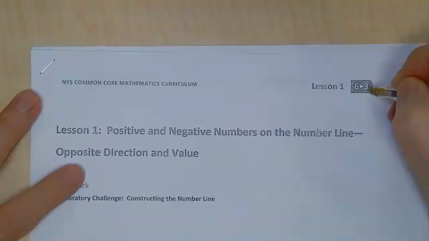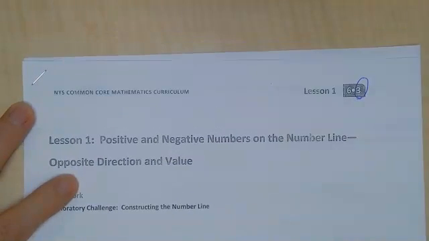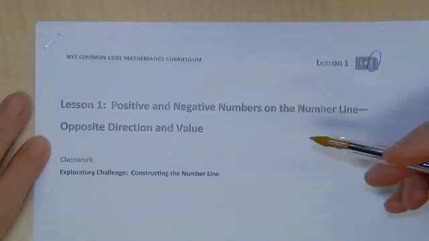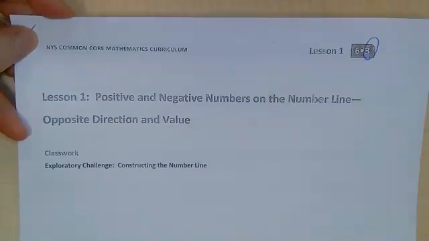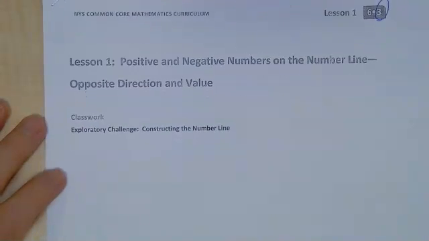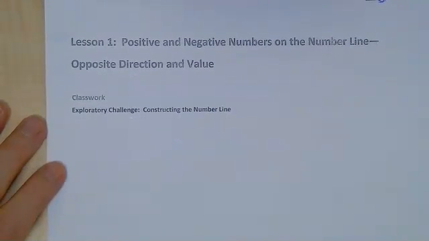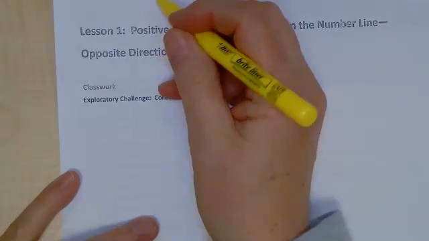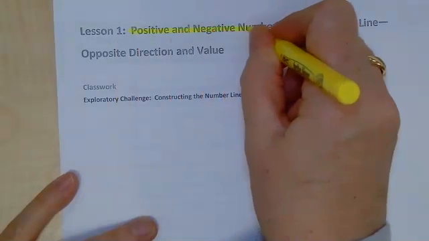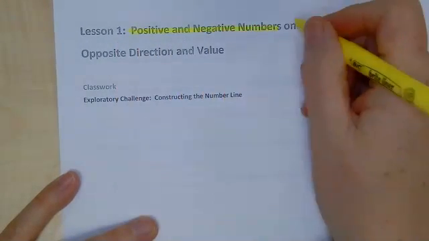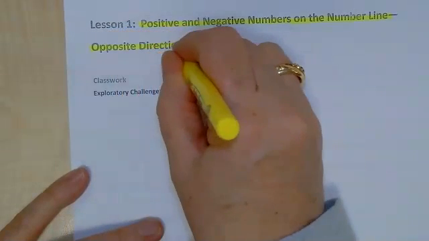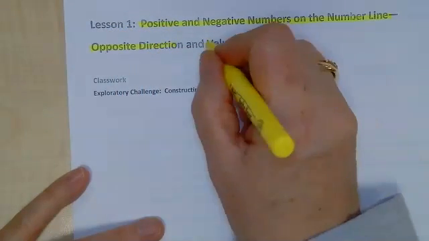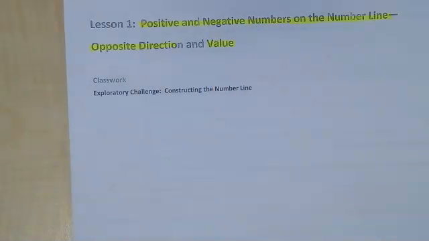So we're starting Module 3 today, 6th grade Module 3. The whole thing about Module 3 is we're talking about positive and negative numbers and how they show up in your life. So it's kind of a fun module, actually. It's one of my favorite things to teach. So if you look at Lesson 1, we're just going to introduce what are positive and negative numbers on a number line. And then we're going to talk about what happens when you go in the opposite direction on a number line and the value of numbers on the number line.